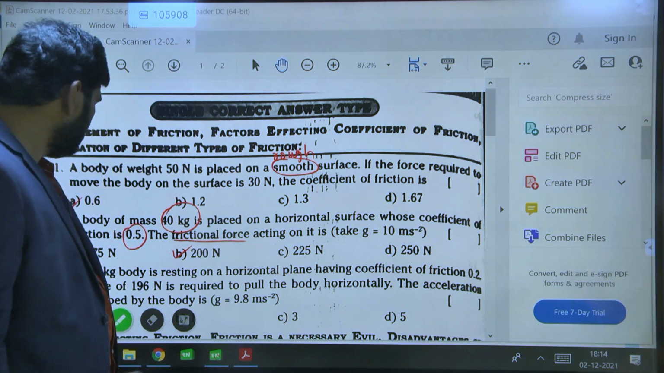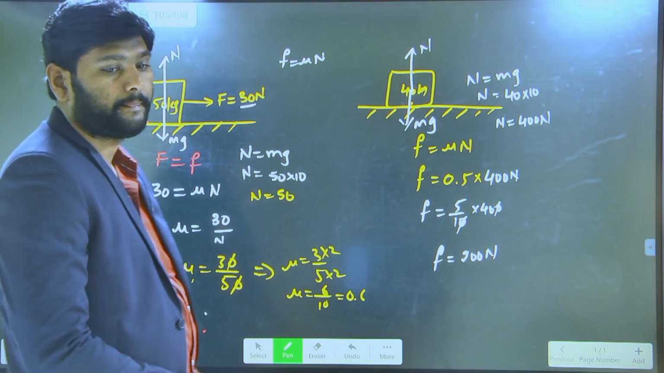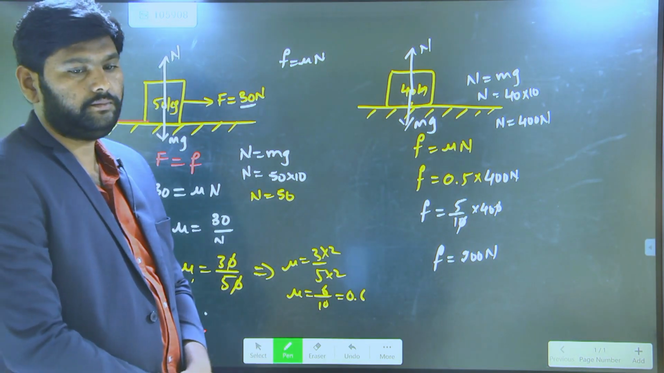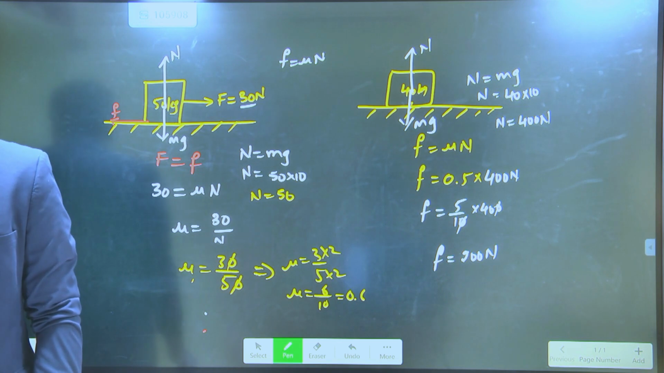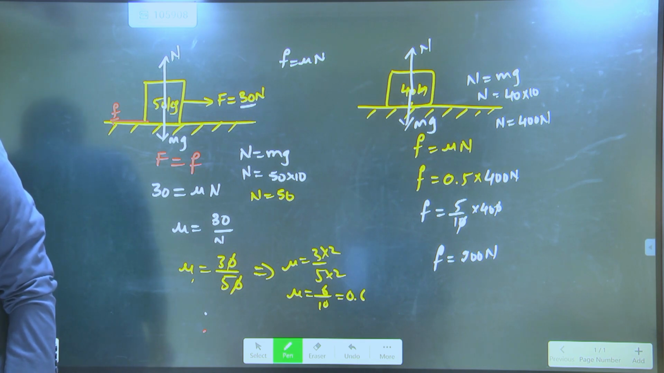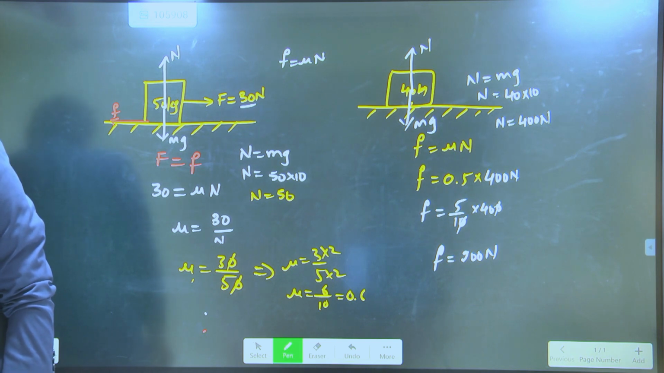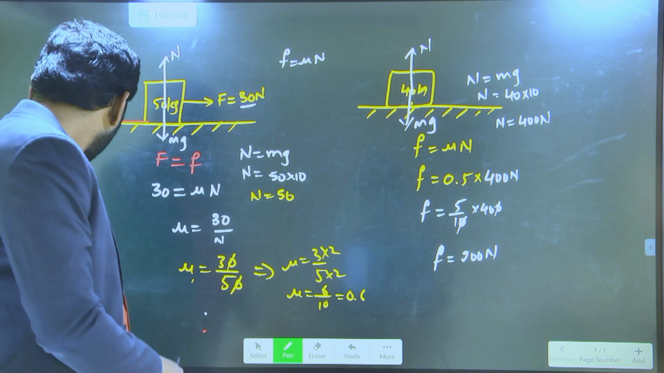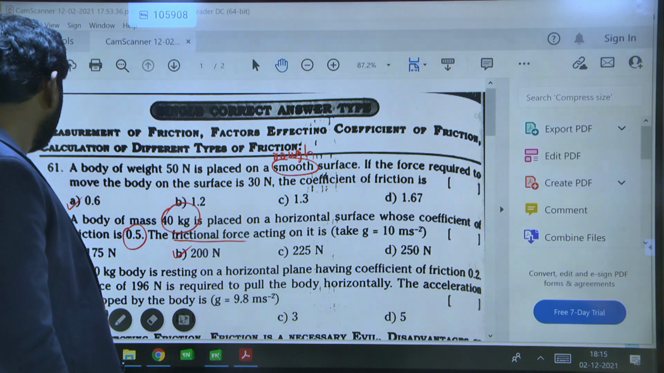So will you write the problem? Will you write the solution? Yes, you can write the solution. Very good. Next, go for the other problem.